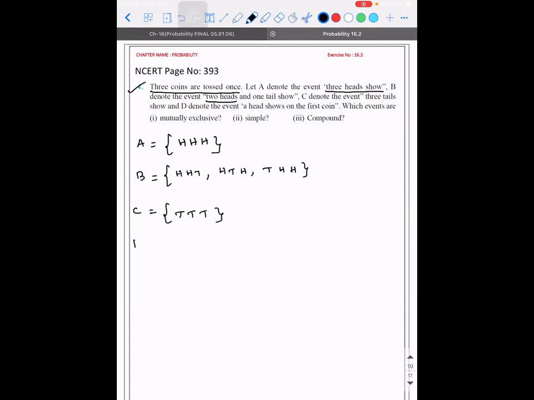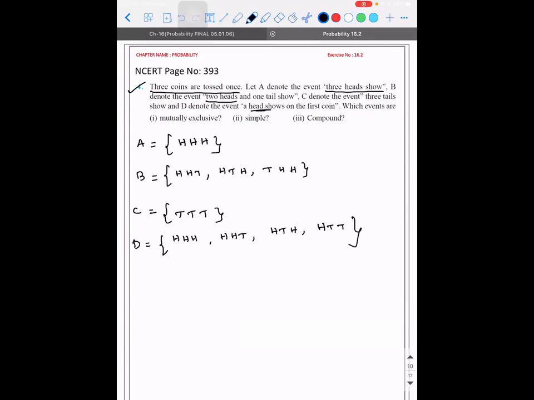D denotes the event of heads on the first coin. So HHH, HHT, HTH, HTT. That's it, no? Because you will have 8 outcomes, and out of the 8 outcomes, only 4 will have heads on the first coin.